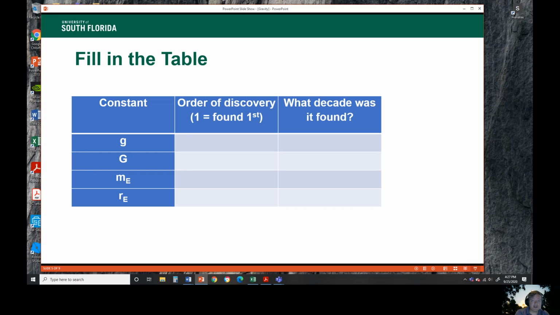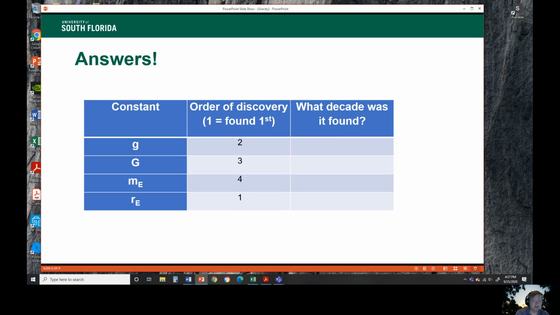Okay, so now that you filled in the table, here's the answers. Out of these 4 things, the first thing that was discovered was the radius of the Earth. Now, I want you to pause and think for a second before we do anything else. How could you calculate the radius of the Earth? Come up with some ways and just label some things as to how I could calculate the radius of the Earth.